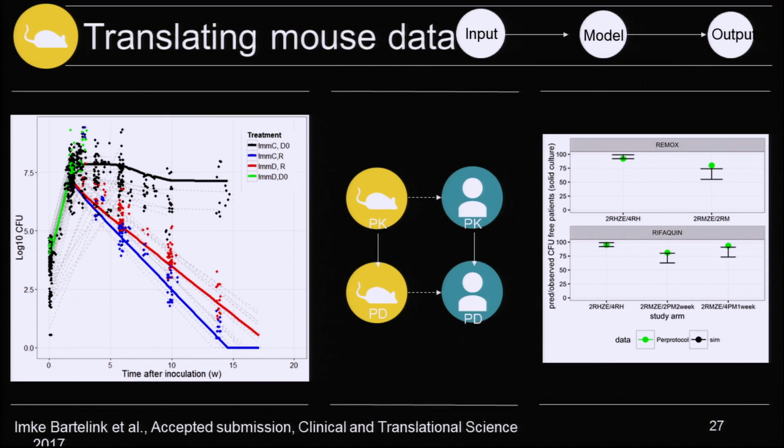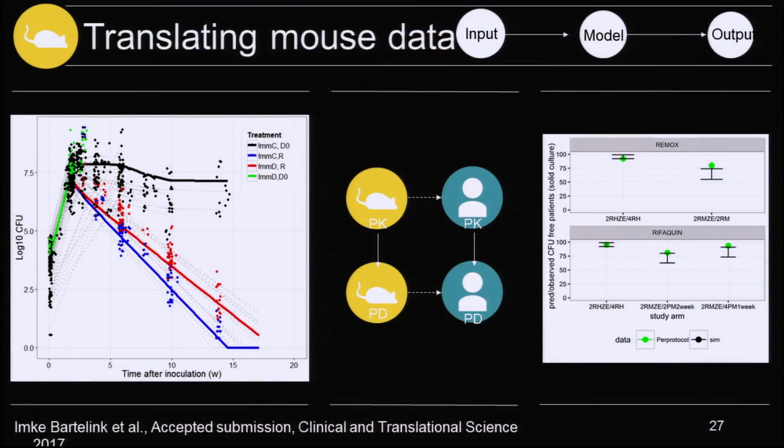This is work that Imke Bartling from our group has done, working with mouse data from Eric Nuremberg and the Johns Hopkins team. He's presenting later today, I believe. They looked at immunocompetent and immunodeficient mice, and also looked at different drug treatment strategies. She was able to model this in the mice and then translate both the PK and PD to human data. And what's important here is she also had an immune system on board that I haven't shown you, and also the basic bacterial growth and disease pathology.